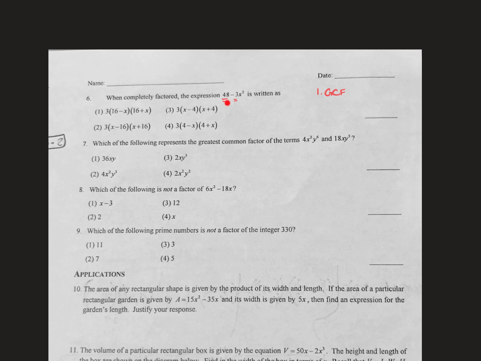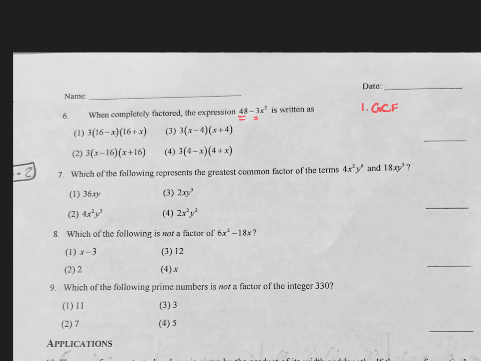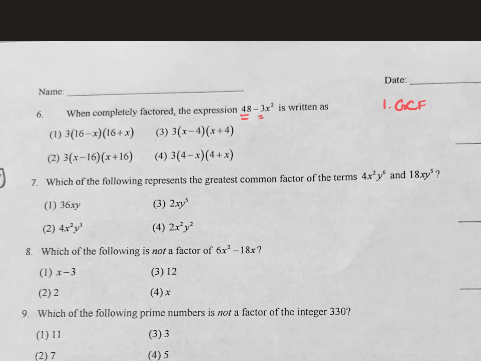Let me grab my pointer. You could take a 3 out of both of these terms, or you could take a -3 out of both of these terms, right? A negative sign would just flip the signs on each term. But if you look at their multiple choice answers here, they've just taken a 3 out. So we're just going to pull a 3 out of both of those.